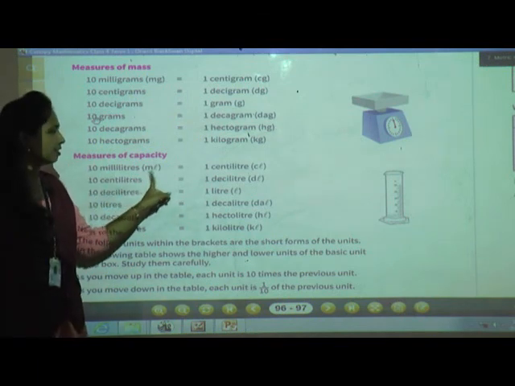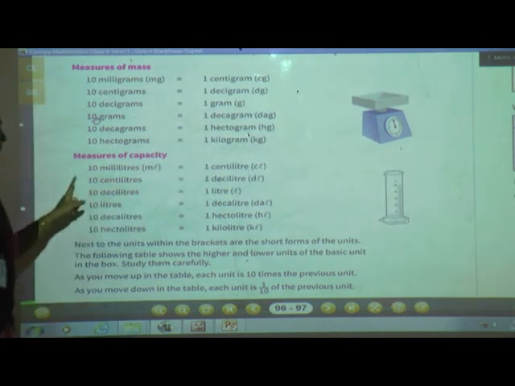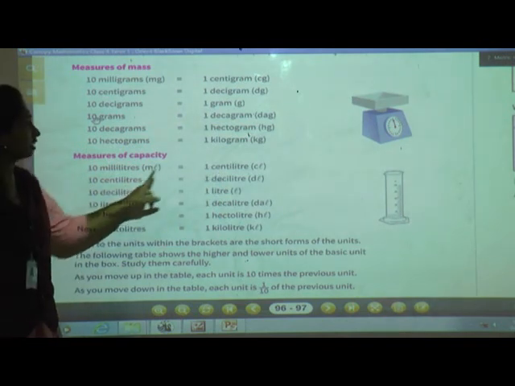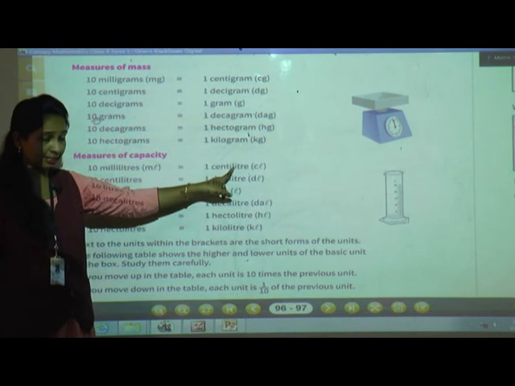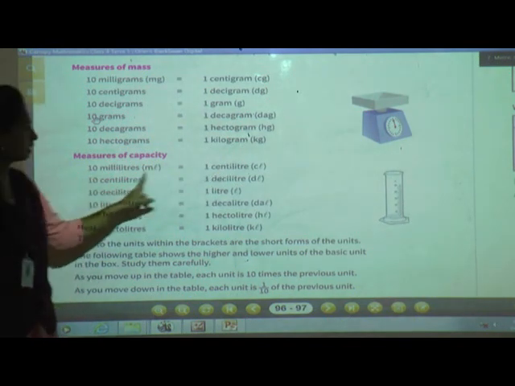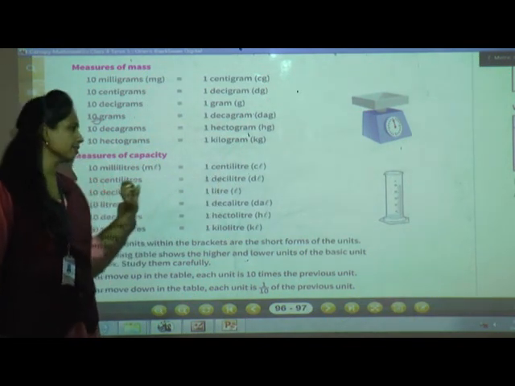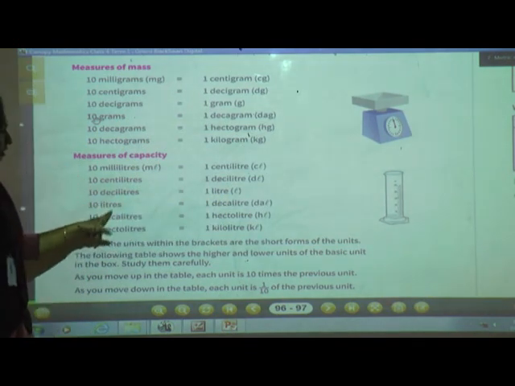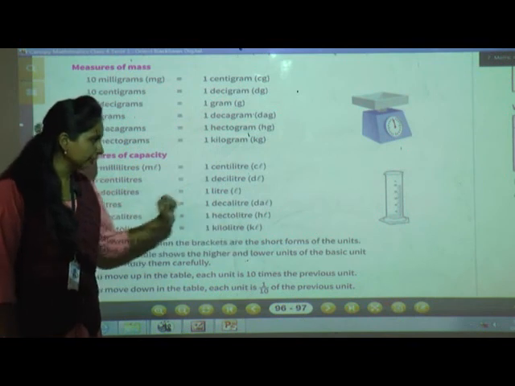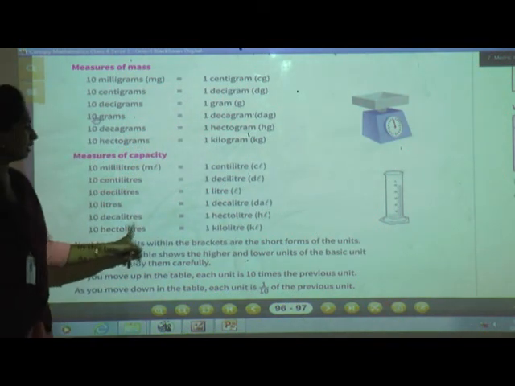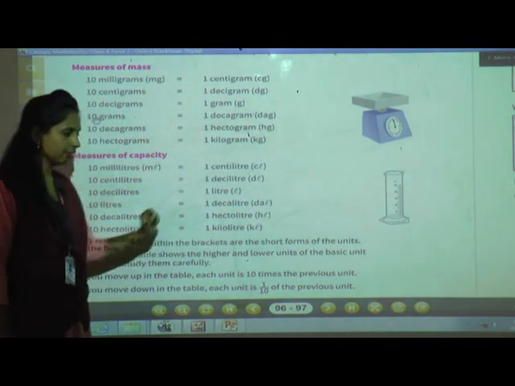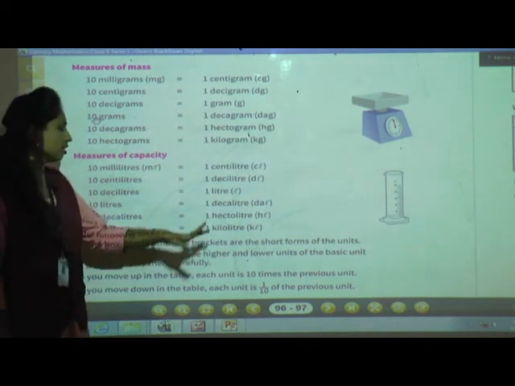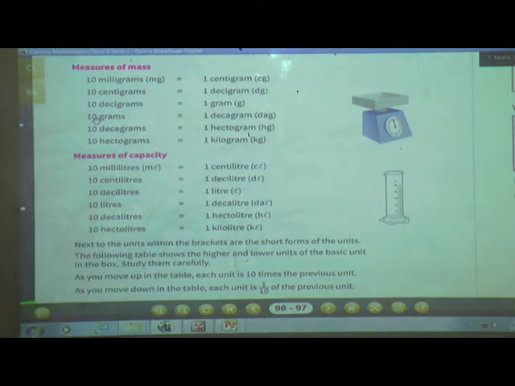10 milliliters is equal to 1 centiliter. 10 centiliters is equal to 1 deciliter. 10 deciliters is equal to 1 liter. 10 liters is equal to 1 decaliter. And 10 decaliters is equal to 1 hectoliter. And 10 hectoliters is equal to 1 kiloliter. Clear till here? Now we'll move to the next.